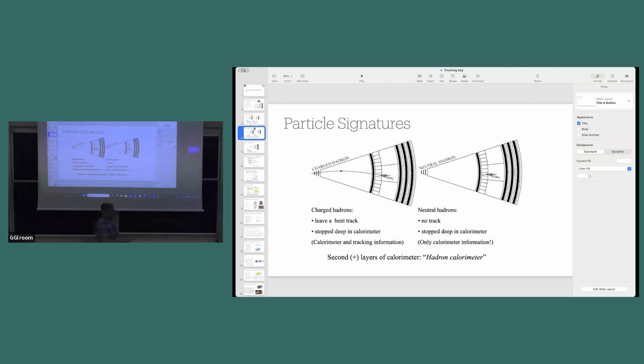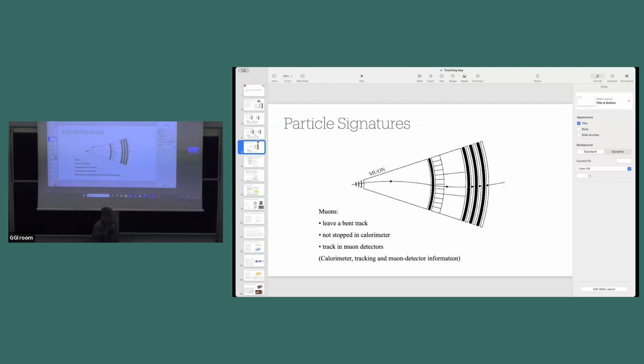Okay, for charged hadrons, again, we will see them in the inner tracker, and then they will start to interact in the calorimeter and have some sort of hadronic shower that starts in the calorimeter. A neutral hadron, just like the photon, usually won't have a track, because it won't interact with those, but it will again have a hadronic shower, which is similar in nature to the charged hadron, and it'll have calorimeter information there.